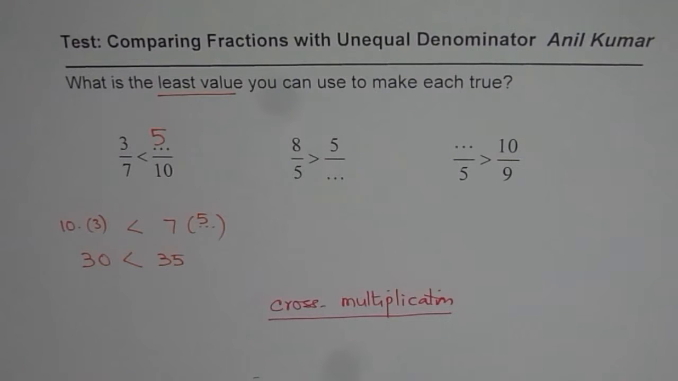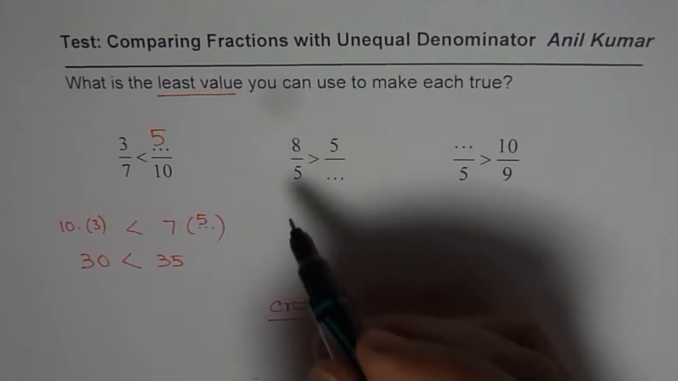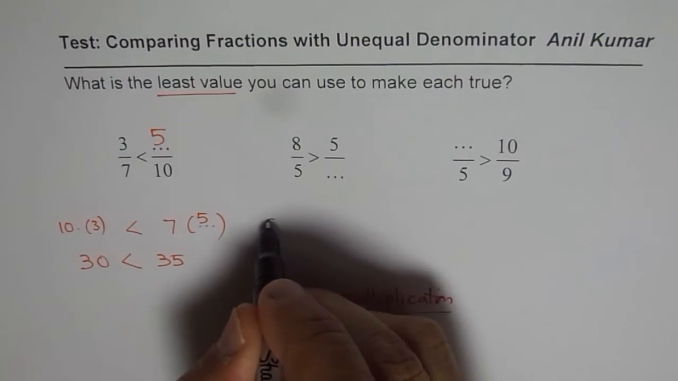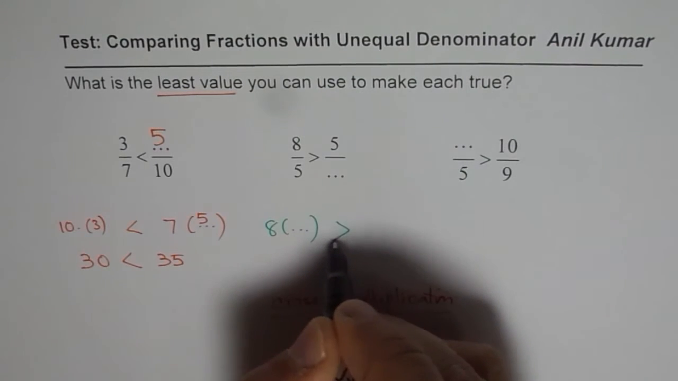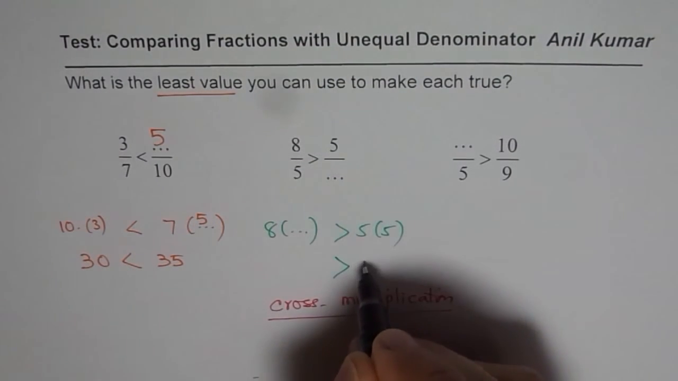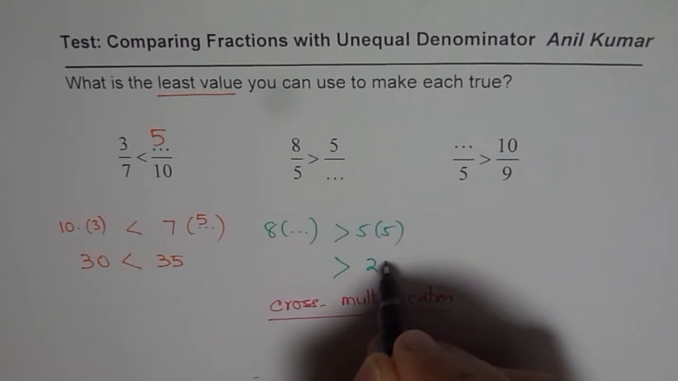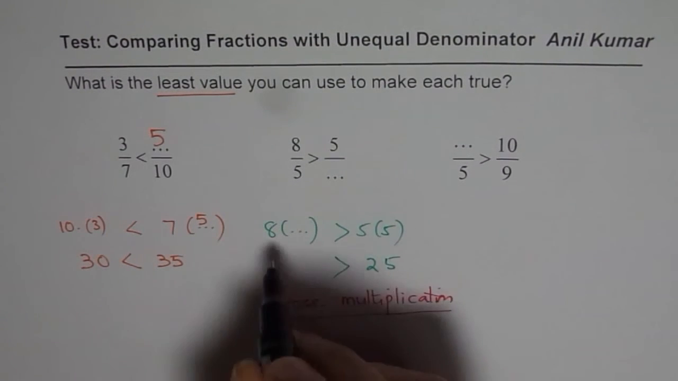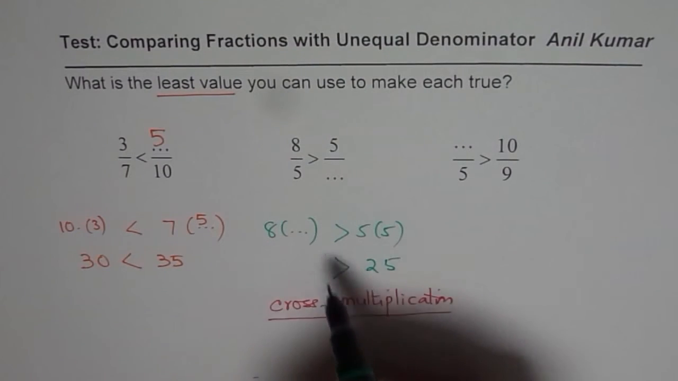So you can still pause the video, answer these questions, use this strategy, right? Let's look into the next one. Cross multiply. So we get 8 times something should be greater than 5 times 5. That is 25, so it should be greater than 25, right?